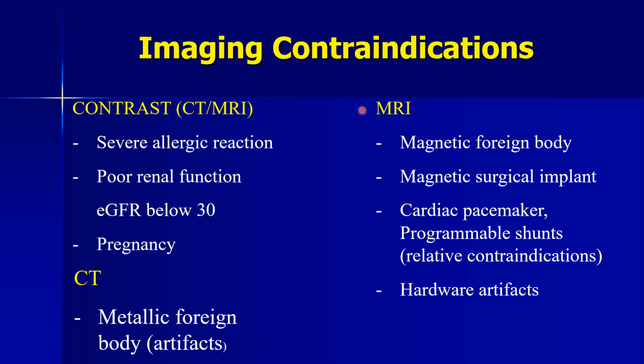Similarly, in MRI, if there is a magnetic foreign body, that will produce a lot of artifacts and limit our evaluation of the body part. The other contraindication for MRI is cardiac pacemaker or programmable shunts. These are relative contraindications. Some of these can be imaged in the hospital settings, but these are the relative contraindications.